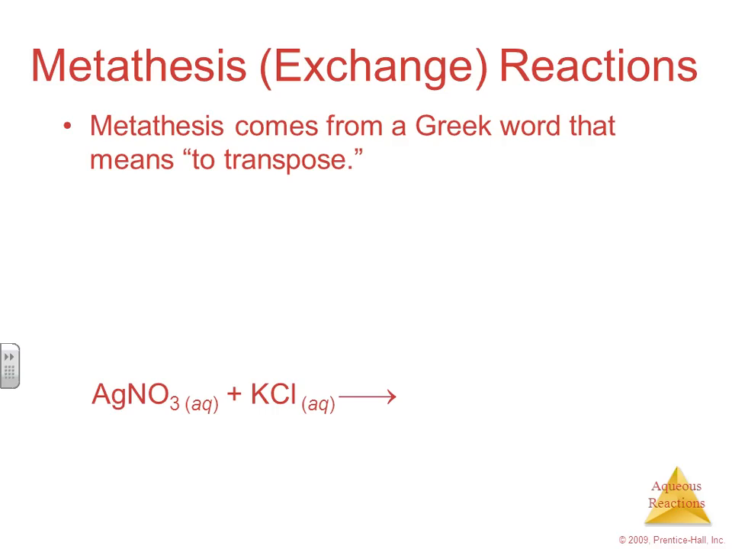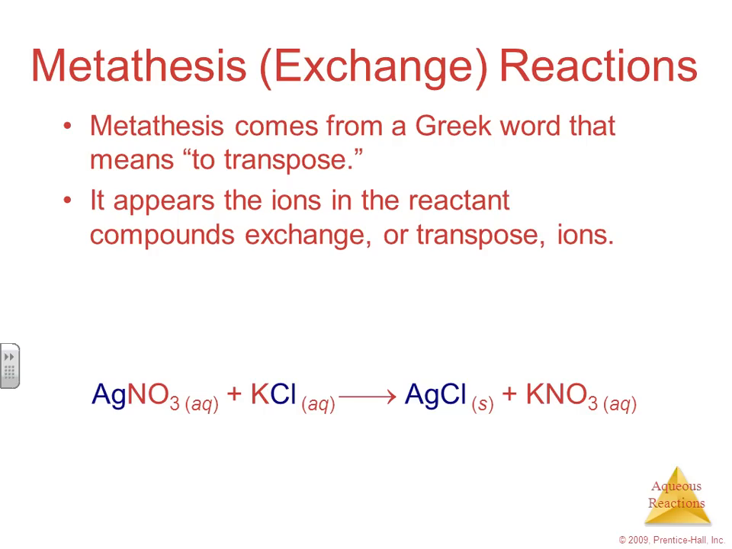So last year, for those of you coming from honors chemistry, this should look familiar. You have two aqueous substances coming together in a double replacement reaction. You end up with an exchange of ions. The Ag used to be with the NO3, and now it's going to be with the Cl, and the K used to be with the Cl, and now it's going to be with the NO3. We have a double replacement occurring.